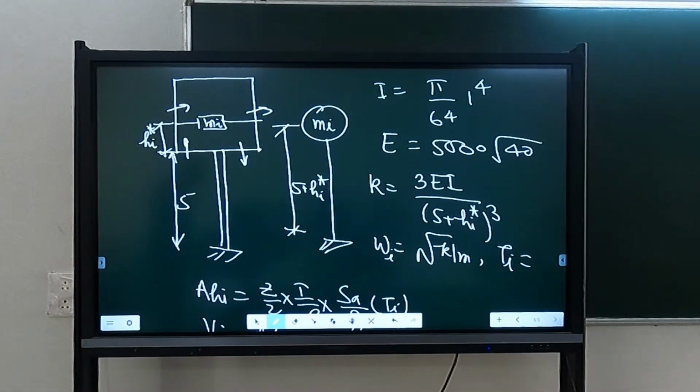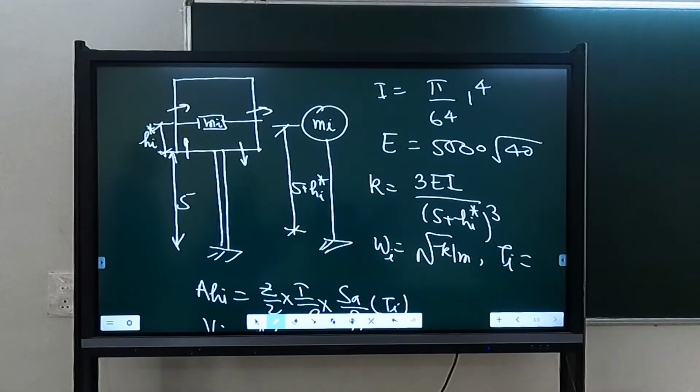H is in meters, D is the dimension. Here it is Newton per meter square, you are converting this into Newton per meter square. Unless it is written that the dimension is in millimeter or Newton per millimeter square, you have to convert this. So that's why your value is coming out to be higher. You have converted this into meter square.